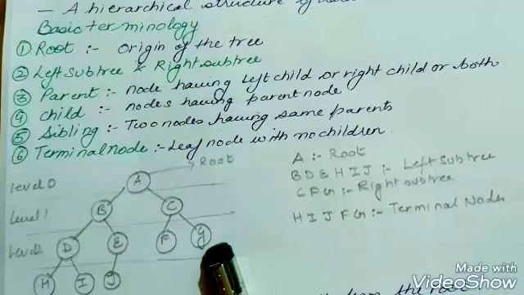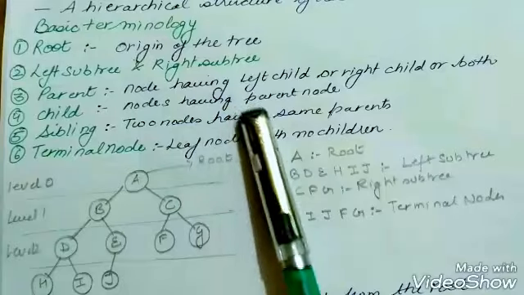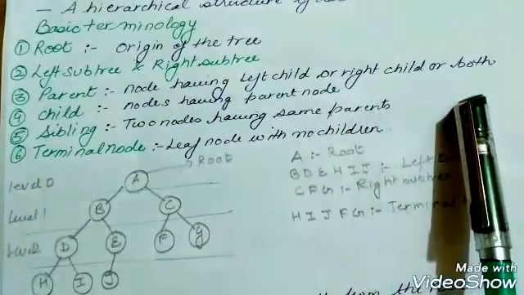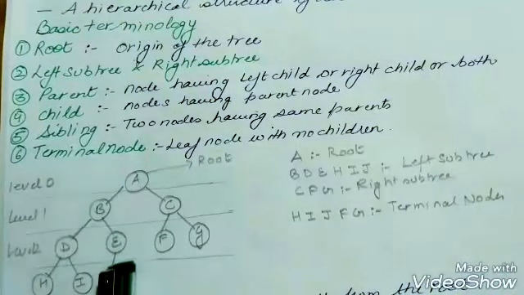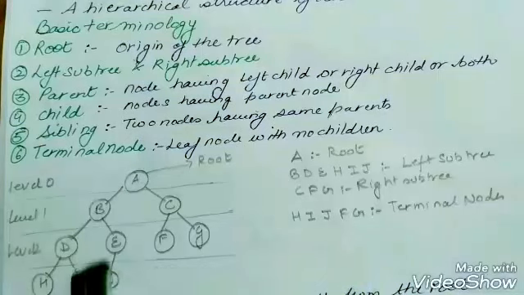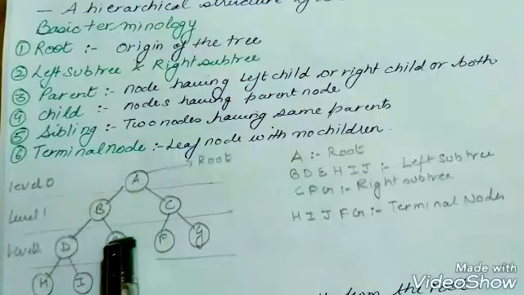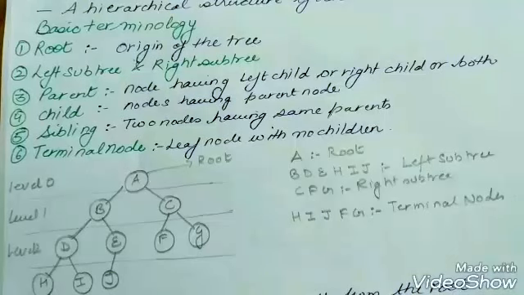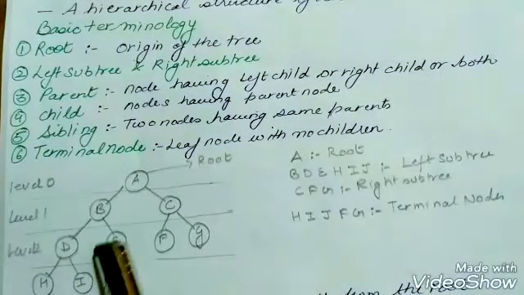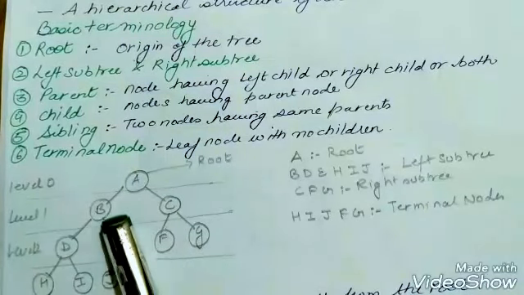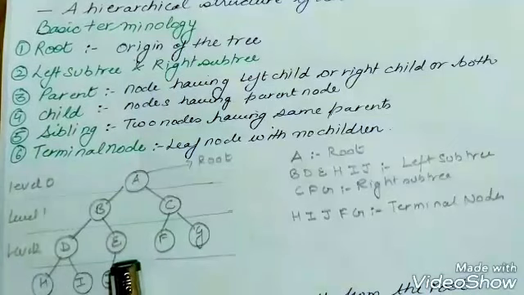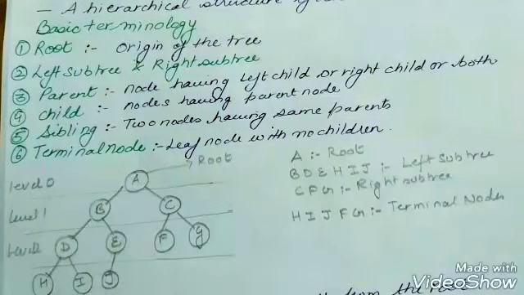And what do we mean by parents? A parent is a node having a left child or a right child or both. Here we can say that B, C, D, E are the parents, because they have a left child or a right child or both, fine? Okay, what do we mean by a child? A child is a node having a parent, fine? Like B is the child of A, and D and E are children of B. Therefore, the child is the node which has a parent.